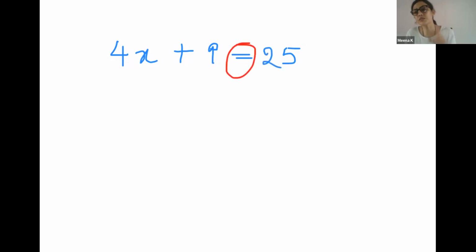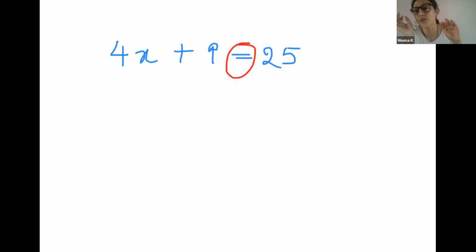Right? Because we have an equal sign here. So this is our equation. For any expression to be called an equation, we need to have an equal sign. And that is the reason we will have two sides and we have to balance those two sides. We have to find such solutions so that we can balance both the sides.